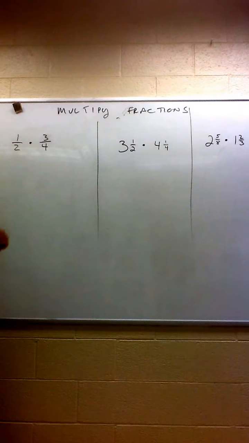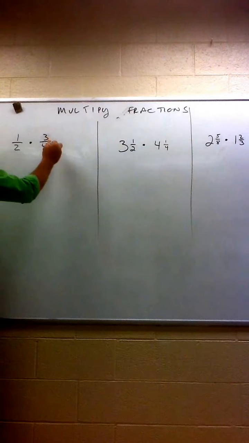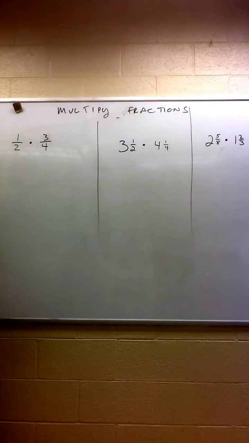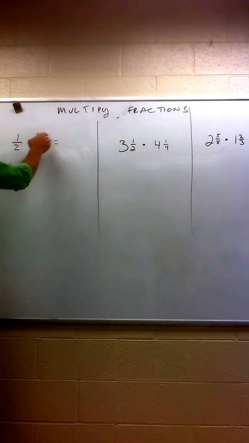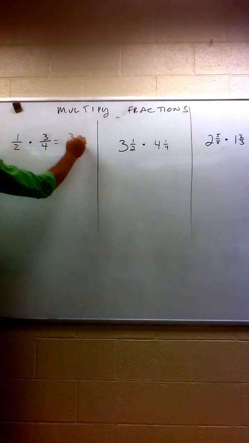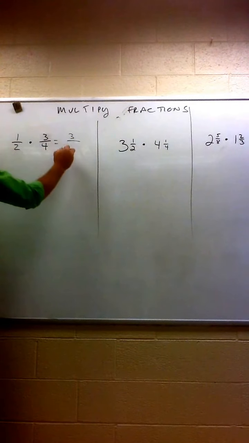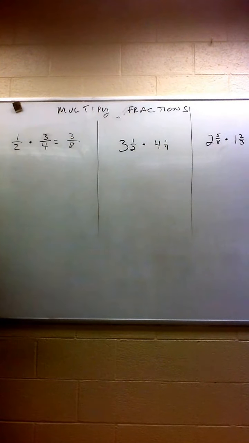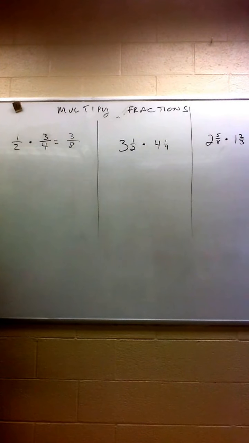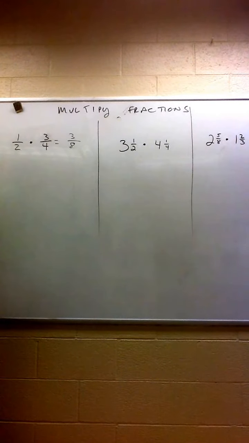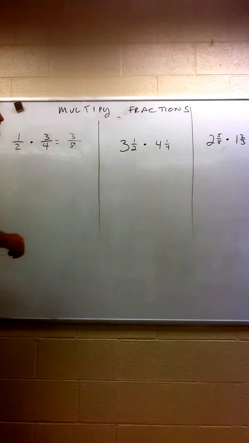So if you look at the first problem here, we set up a nice easy one for you. Multiply straight across. 1/2 times 3/4. 1 times 3 is 3. 2 times 4 is 8. So the product of 1/2 times 3/4 is 3/8. Just multiplying straight across.